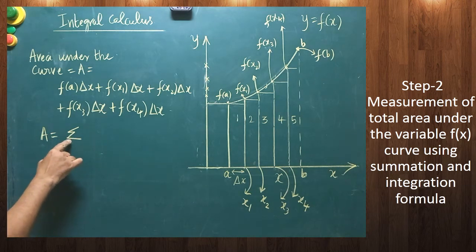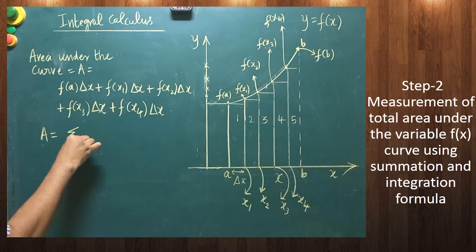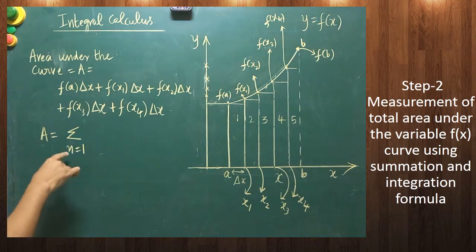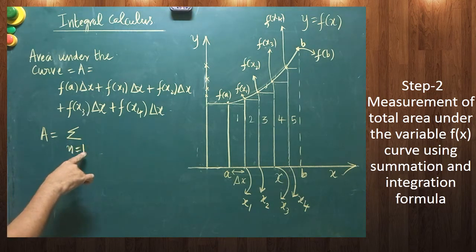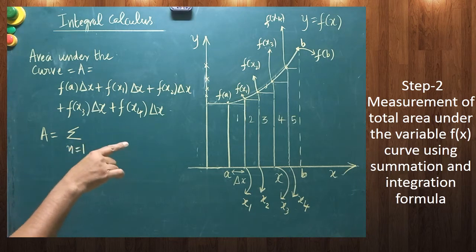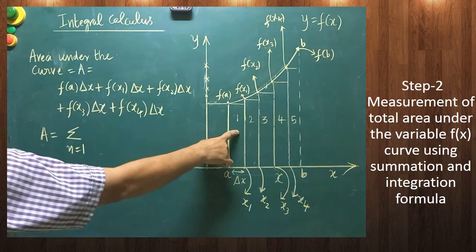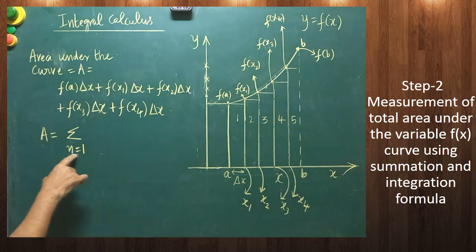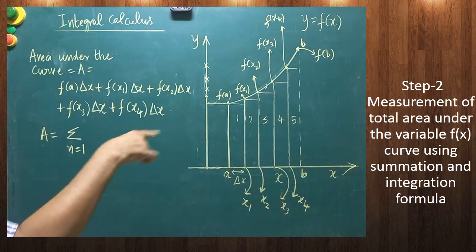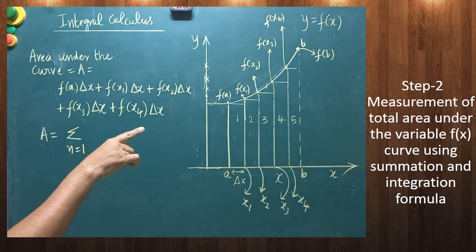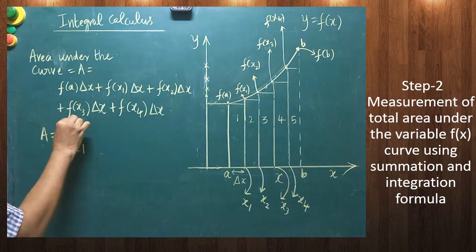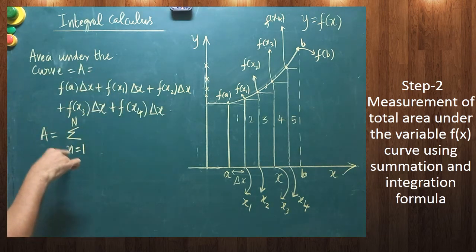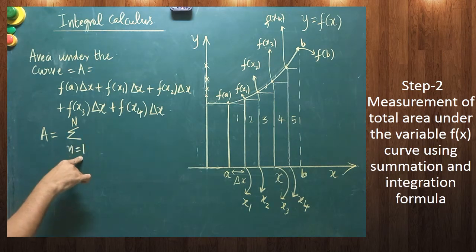Therefore, this is the symbol called summation. This one should be written as n is equal to 1. Are you clear? N is equal to 1 means you are starting, you are counting from the first strip. That's why this is written as n is equal to 1. Here how many strips are taken? 5 strips are taken. Like that you can take any number of strips. Therefore, if you are taking any number of strips, the calculation starts from 1 to n number of strips. That's why we have written it.